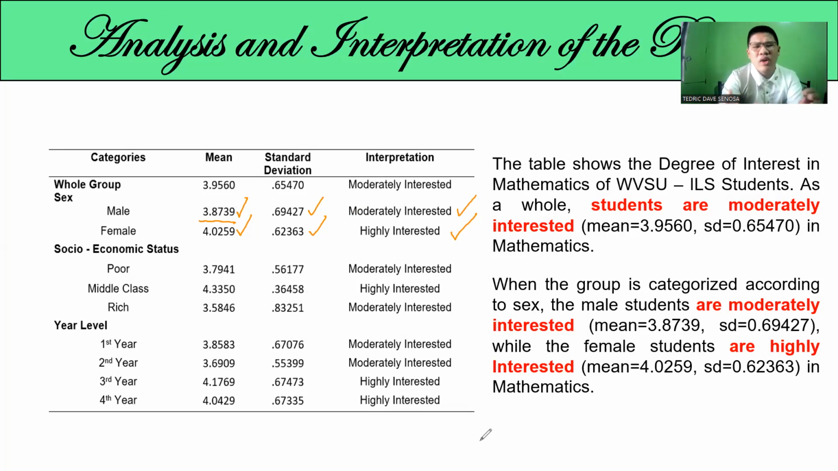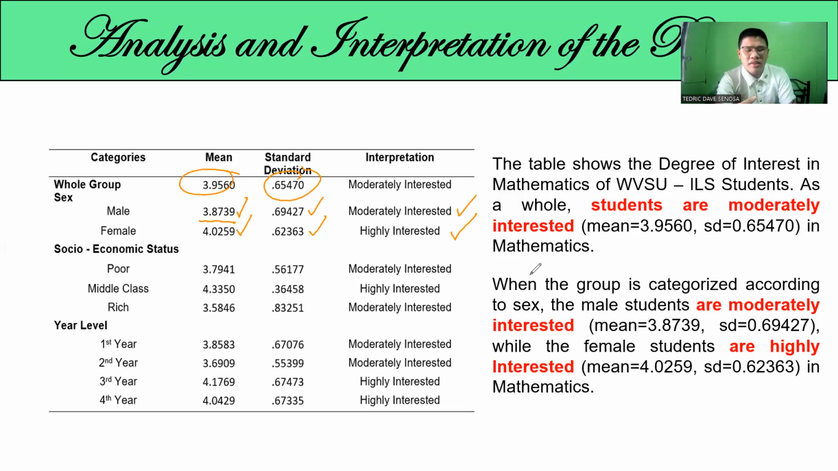So how do we interpret our data here? The analysis and interpretation of data is like this. The table shows that the degree of interest in mathematics of West Visayas State University ILS students, when taken as a whole, students are moderately interested with a mean of 3.9560 and an SD of 0.65470, then you put in mathematics. So we got that here and here.